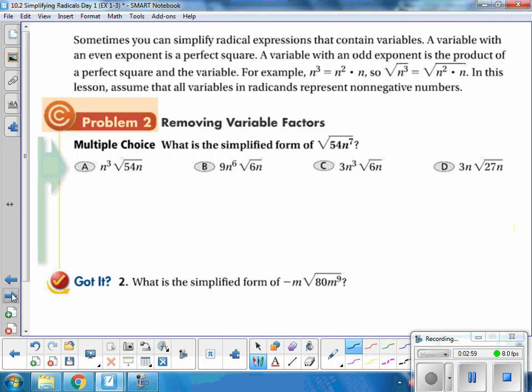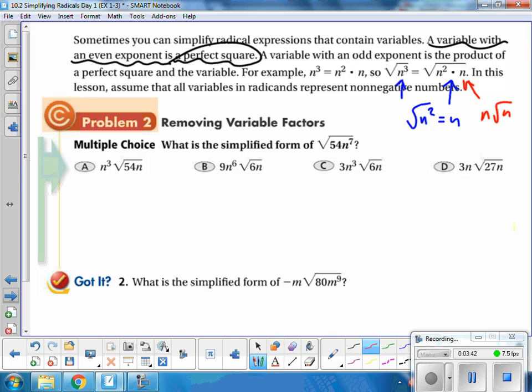Sometimes you can simplify a radical expression that contains variables. A variable with an even exponent is a perfect square. So that's what you're looking for. You're looking for not only perfect squares, but also variables with even exponents, and that is also a perfect square. And we can play that out in a couple of examples here. For instance, the square root of n to the third is equal to the square root of n squared times n, and we can pull the n squared out because the square root of n squared is n. That being the case, n squared gets factored out to being n, and we're left with n inside there.